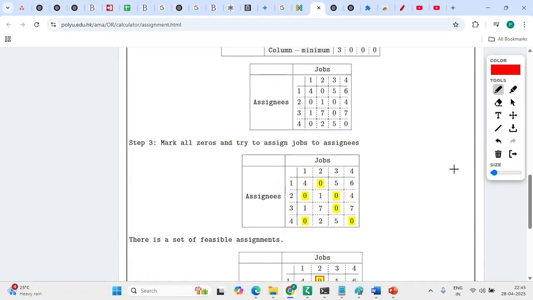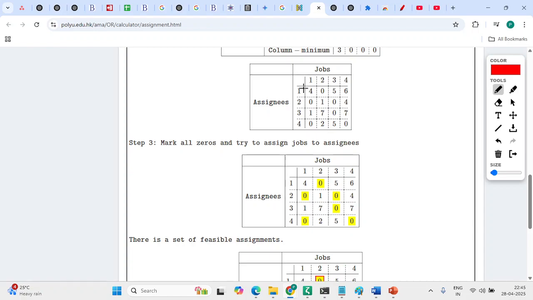And because this is an assignment problem, as you all know, in an assignment problem one person can do only one job and one job is done by only one person. So now to do the allocation, we will start with the first row.